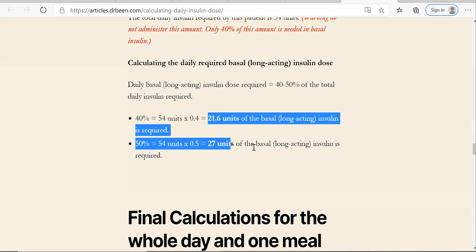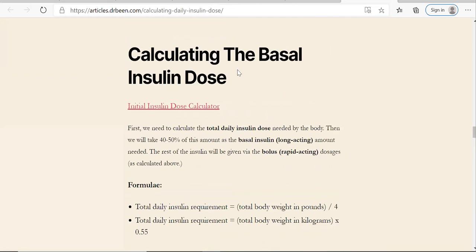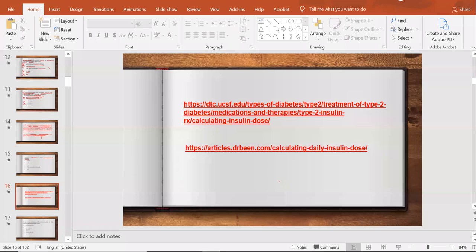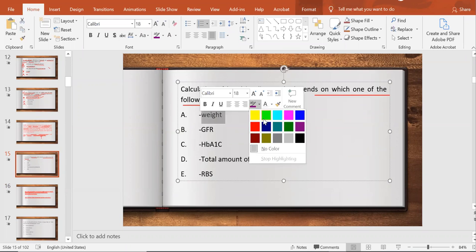You don't need to remember the whole thing, but I think it's a good idea to remember how you find out the total insulin dose requirement for a patient, and it's not very hard. But finding the bolus insulin dose is very hard, so they will not ask you because it's a little complicated. So you don't need to know about that. But finding out the basal insulin dose is easier, so you should know about it. So calculation of basal insulin depends on what? Weight, GFR, HbA1c, total amount of carbohydrate, RBS. So obviously weight is our answer here, right?